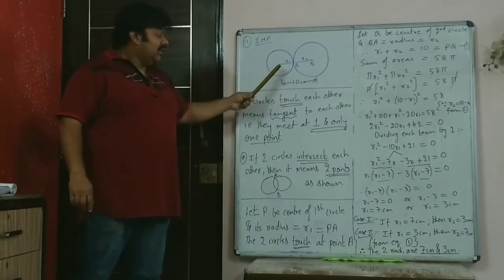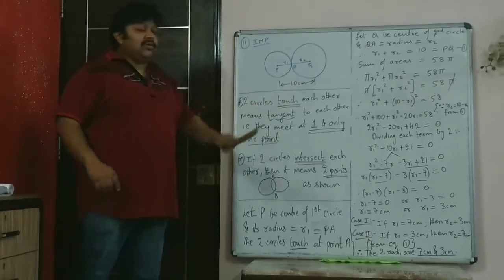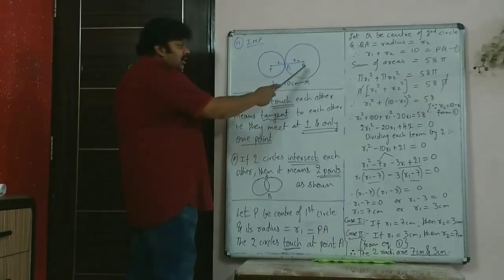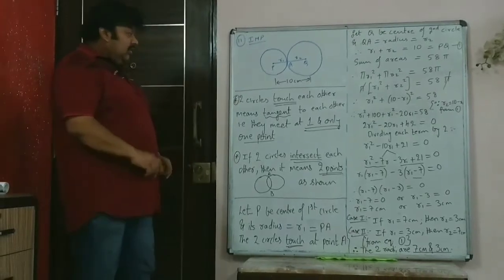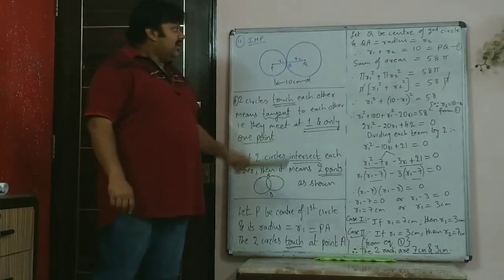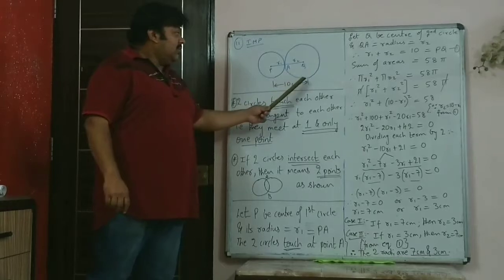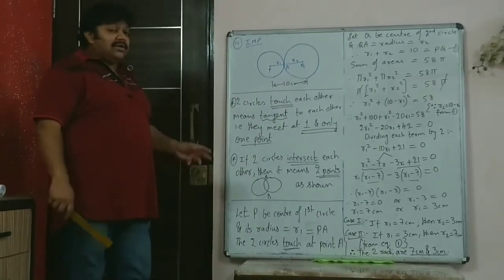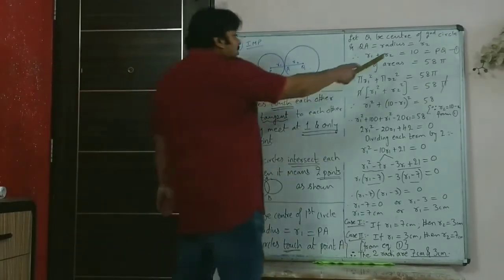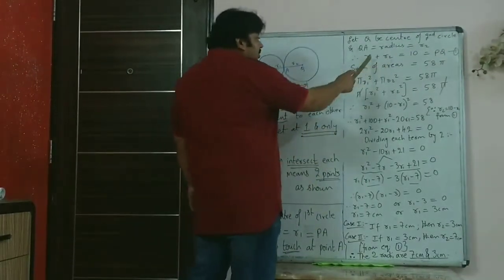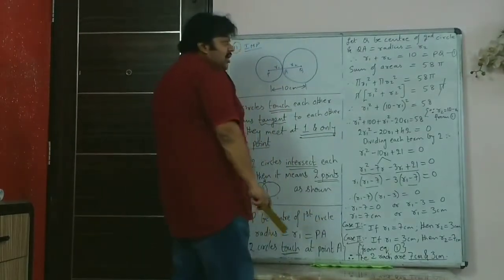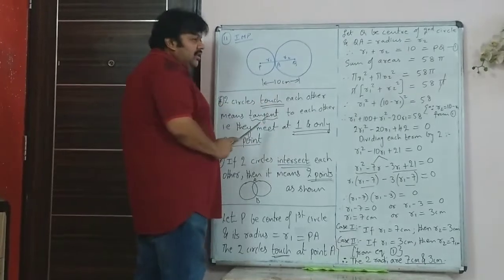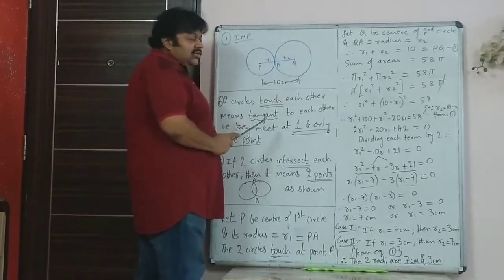A is the point where circles with centers P and Q touch each other. So PA is radius R1 and AQ is radius R2. Now here it is given that R1 plus R2 is 10, because the distance between the centers of the two circles is 10 centimeter, so PQ is 10. So R1 plus R2 is 10, so you can write R2 is equal to 10 minus R1.